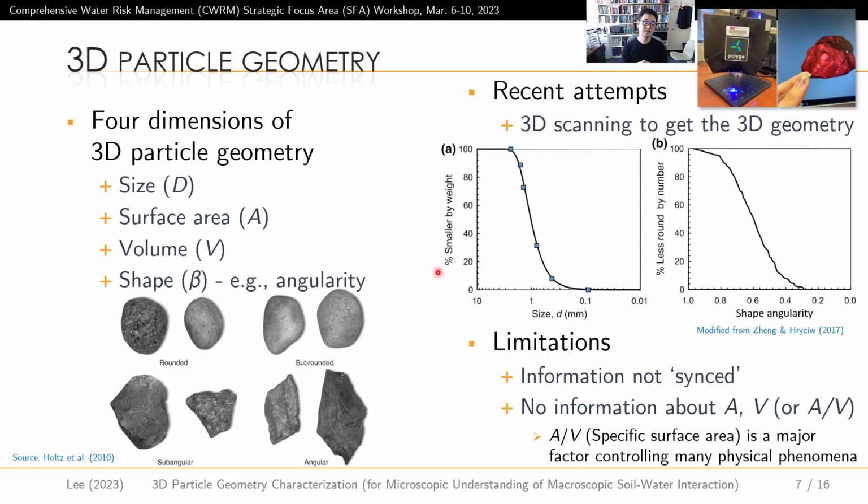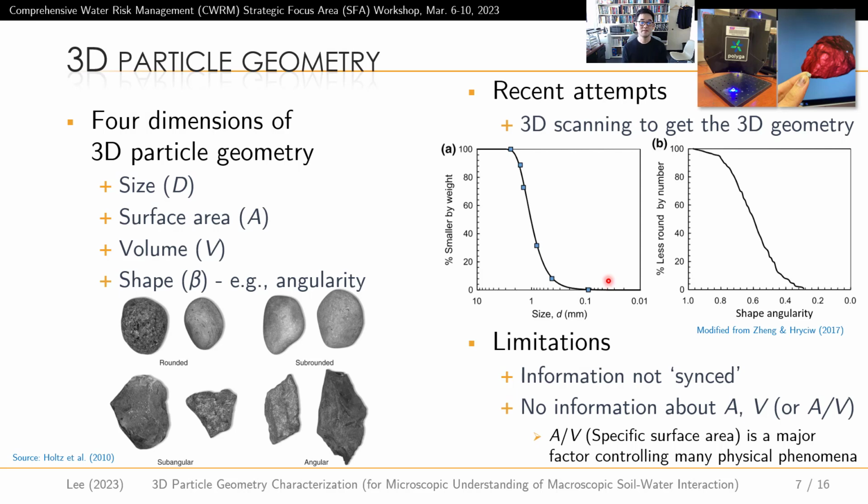In engineering practice, we have qualitatively classified or characterized the particle angularity like rounded, subangular, and angular, right? But thanks to the recent advances of the 3D scanner, now we can quantitatively characterize the 3D particle geometry, again, such as surface area, volume V, and shape beta. After this, the researchers try to plot the shape distribution, something like this, with the x-axis being the shape angularity, similar to the particle size distribution on the left, right?